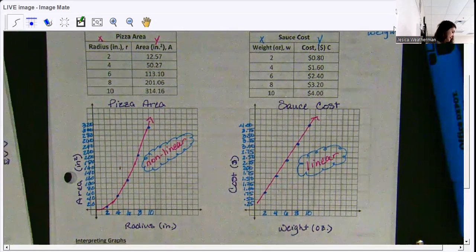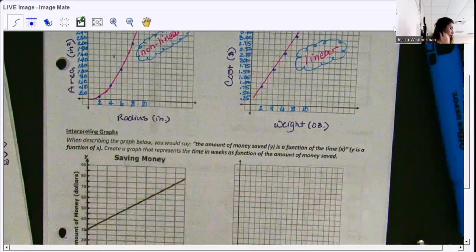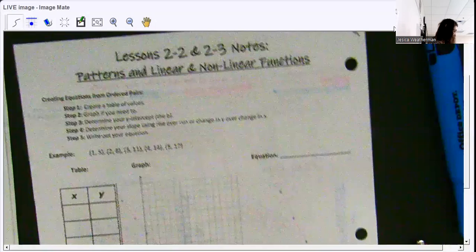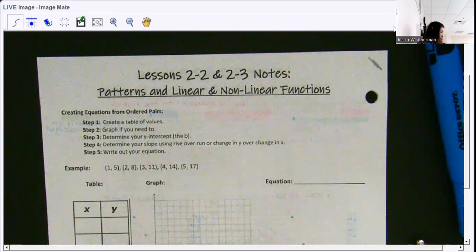We are going to skip this interpreting graphs. It'll be a warm up in class that we'll do, and we're going to go ahead and move to the back. Page 6. Okay, so we are creating equations from ordered pairs.